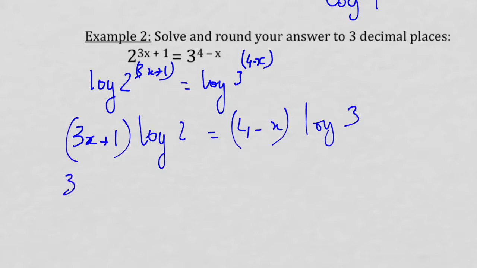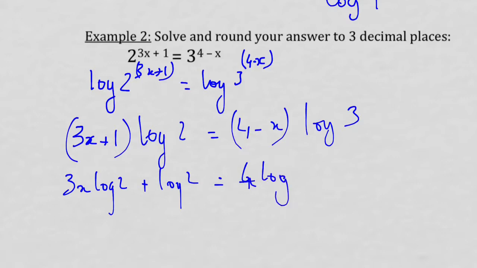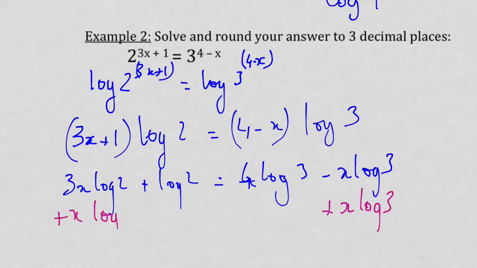I'm going to distribute: 3x log 2 plus log 2 equal 4 log 3 minus x log 3. I'm going to add x log 3 both sides, and I'm going to get rid of the log 2 both sides. Why? Because by doing so, now on the left side I have only the variable x, and on the other side I have the non-variable.